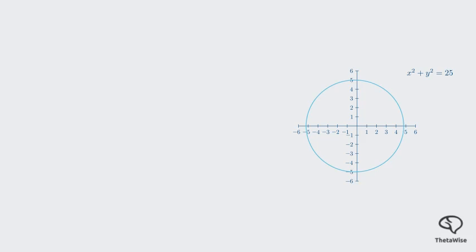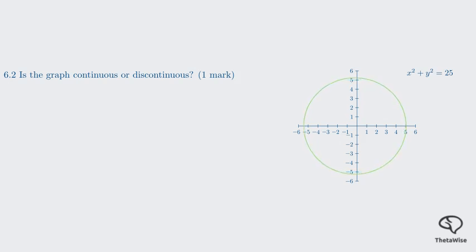Part 6.2 asks whether the graph is continuous or discontinuous. Is the graph continuous or discontinuous? Continuity in a graph means you can draw it without lifting your pencil. In other words, there are no breaks, gaps, or holes. Looking at the circle, it's a single, unbroken curve.